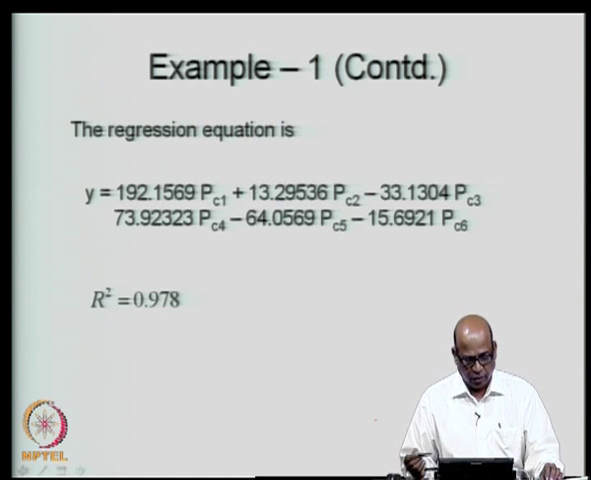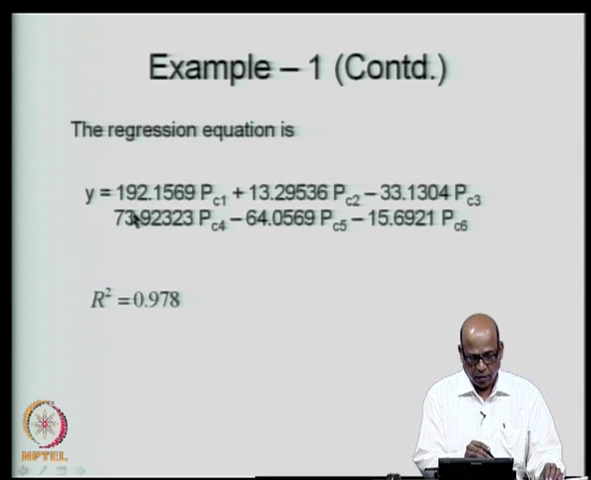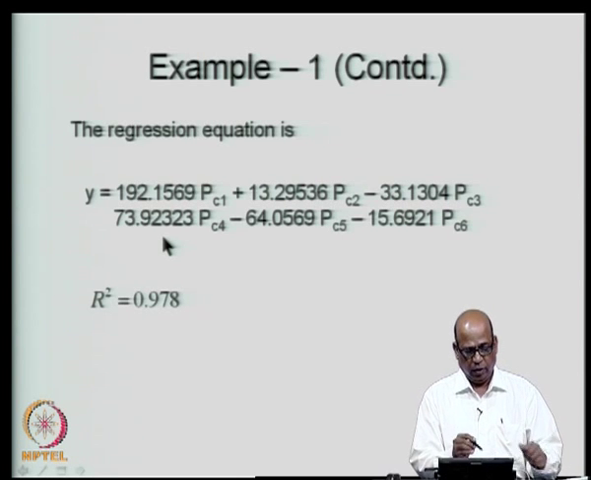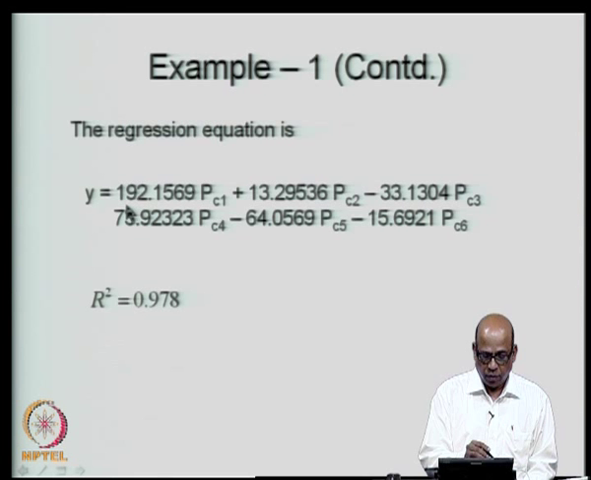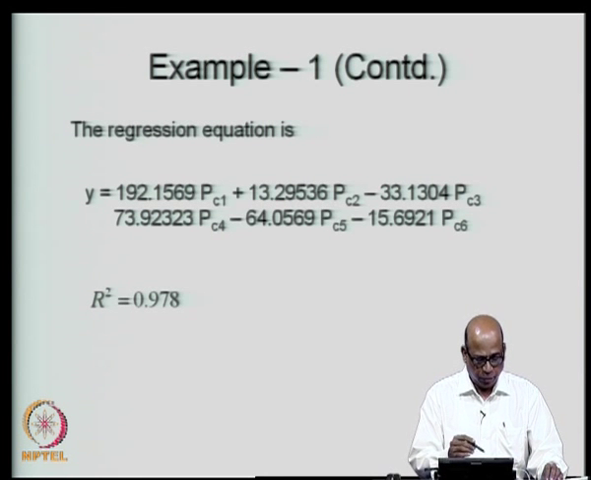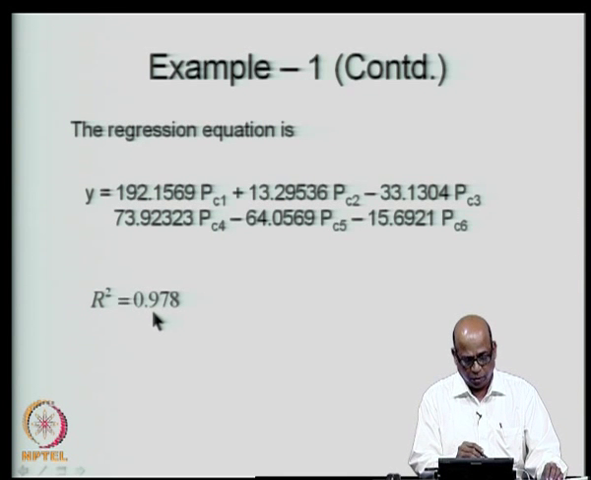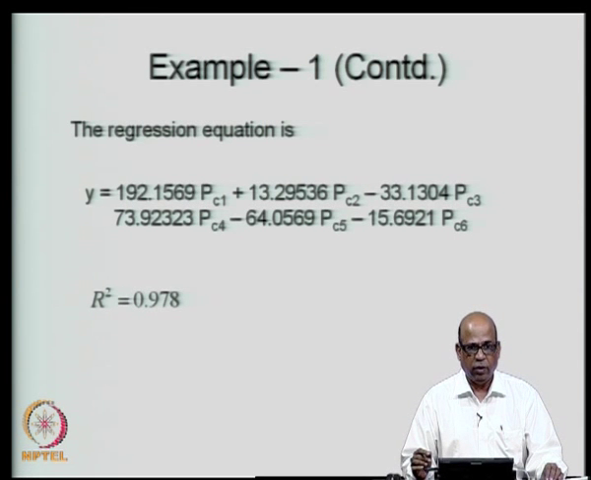And we can write the regression relationship now using this. If we do not have the intercept directly, we use all the 6 PCs. We write this as 192.156 PC 1, etcetera, PC 2, PC 3 and so on. This is your y. And the associated R square value we obtain as 0.978, which is slightly smaller than what we obtained earlier, which was 0.98 or some such thing.